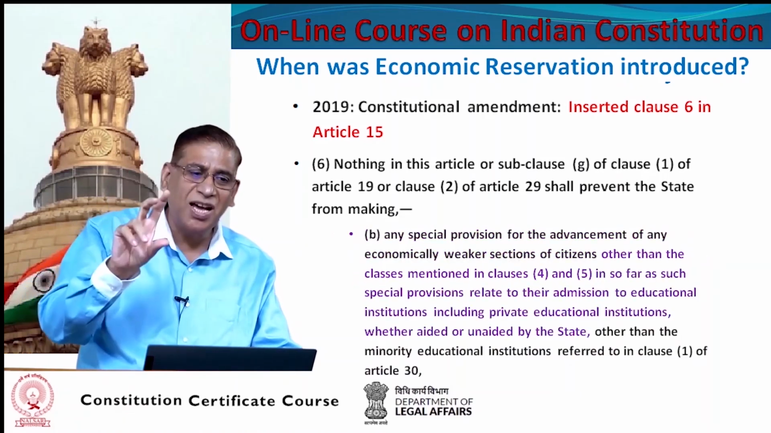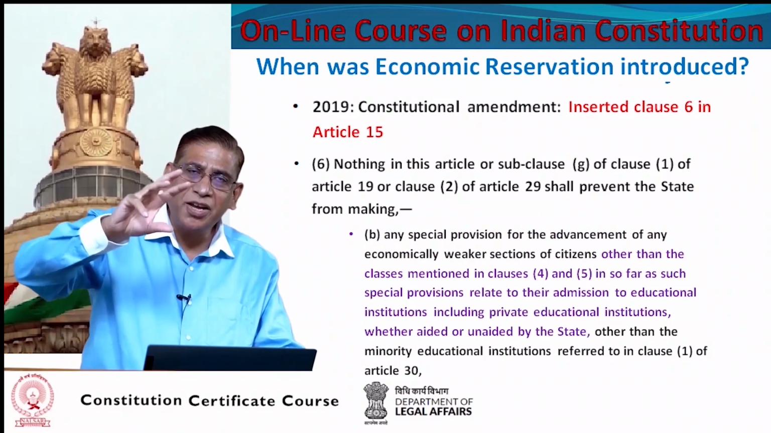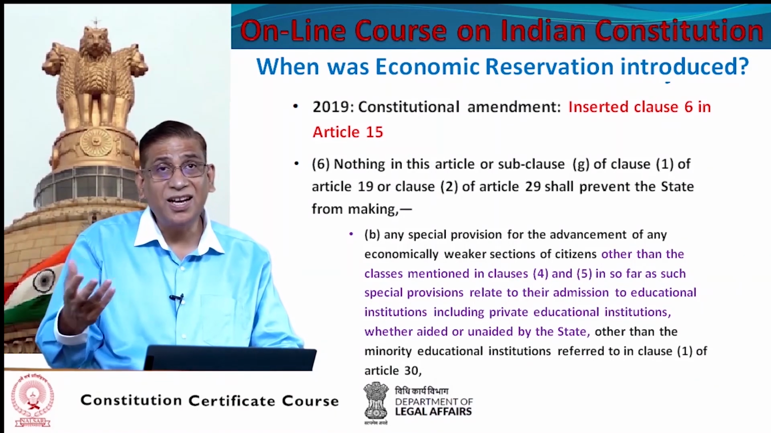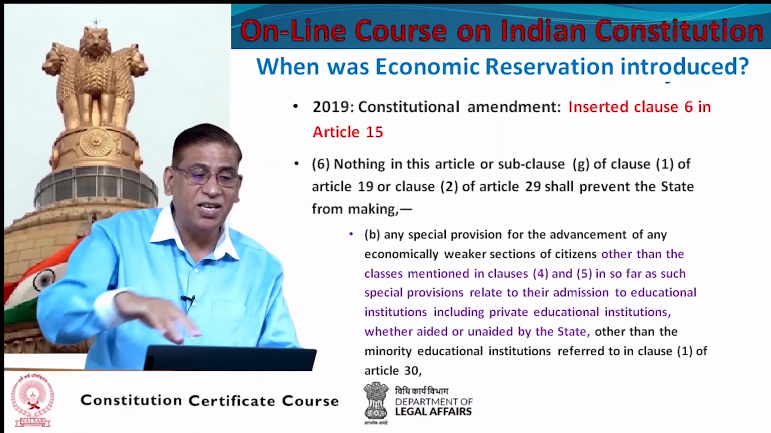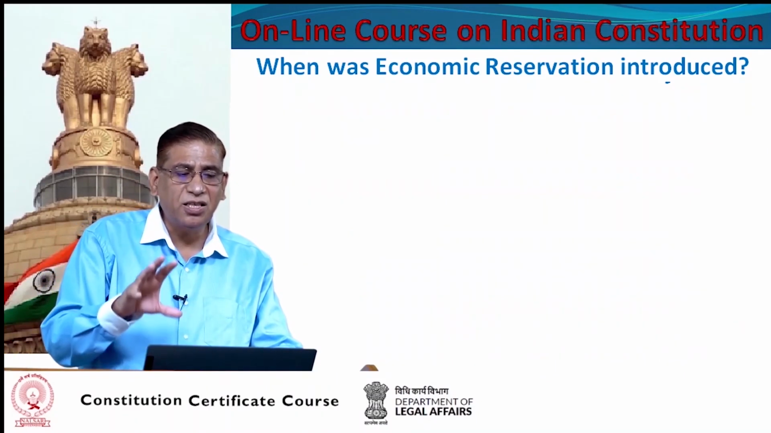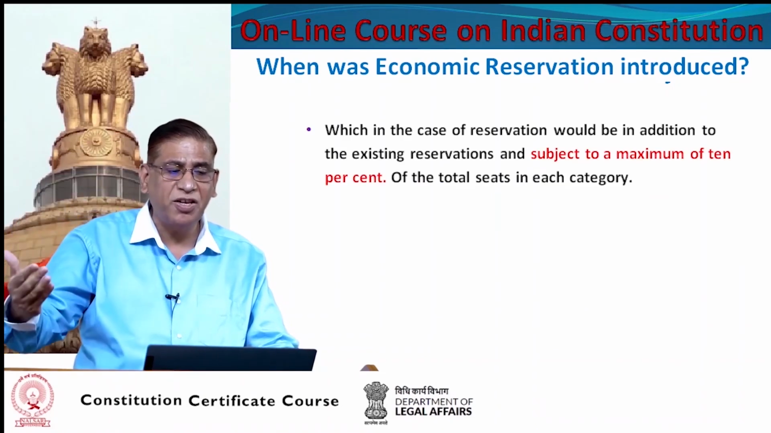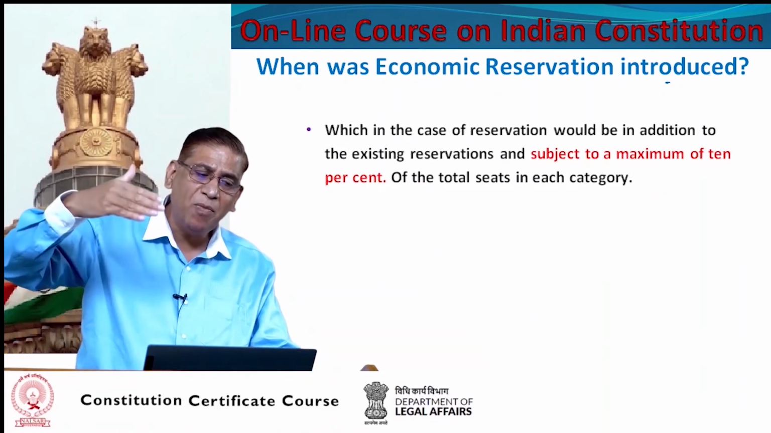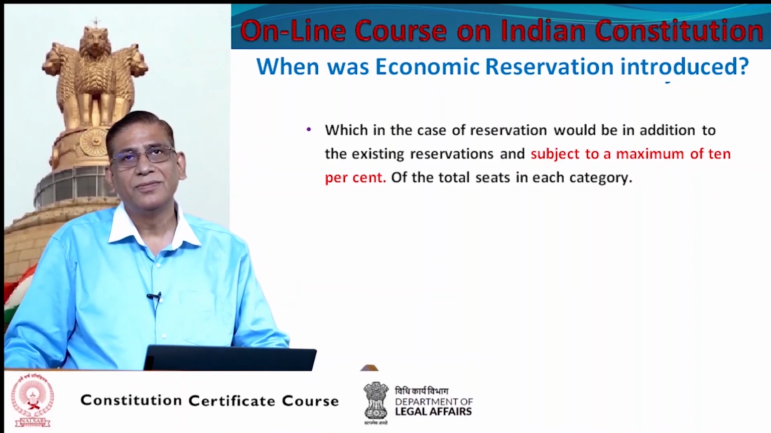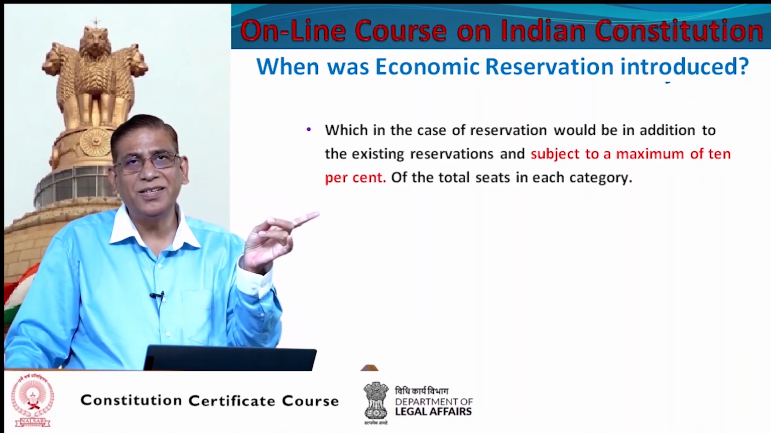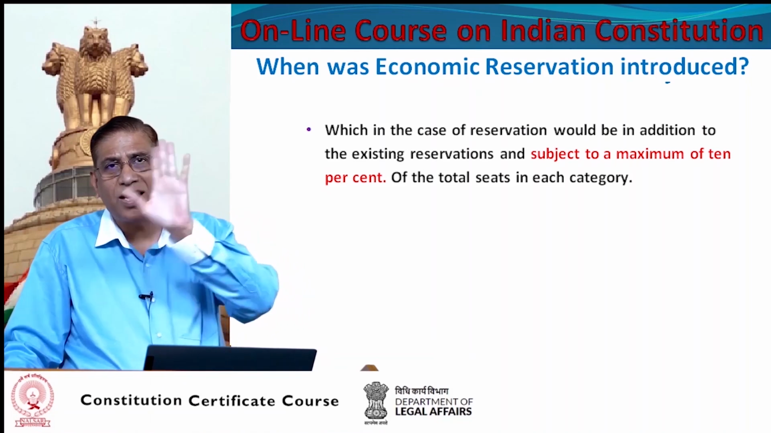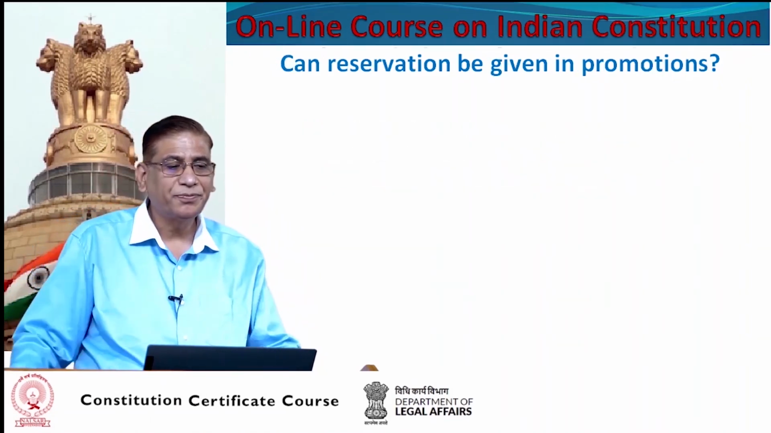So now for the first time, an economic criterion of reservation is introduced for classes other than SCs and STs and BCs. And this provision also provided that this reservation will be in addition to existing reservation, subject to maximum of 10% of total seats in each category. OBC reservation was 27%. Now this reservation for economically backward classes, upper limit is 10%.